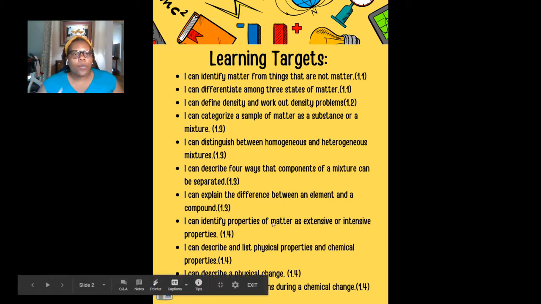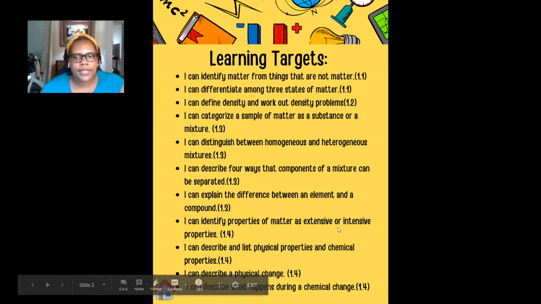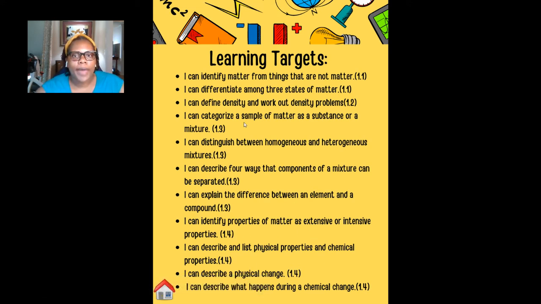So why are you given these learning targets this way? Because we want you to master the content. Let's say you cannot identify extensive or intensive properties, which is 1.4. That's unit 1, day 4. You can go back into the Zooms and go to unit 1, day 4 Zoom, or you can go back into your notes from unit 1, day 4 and review that.